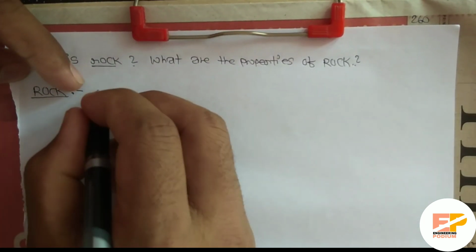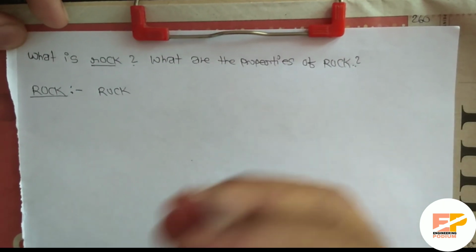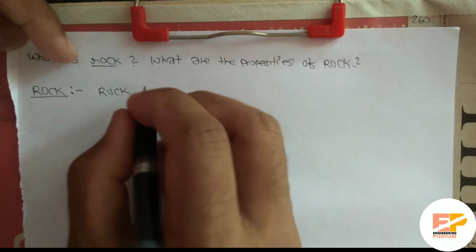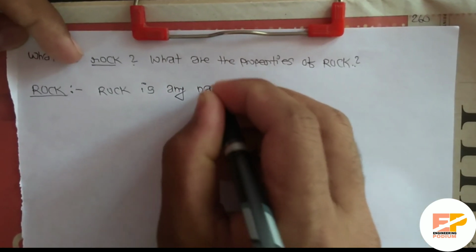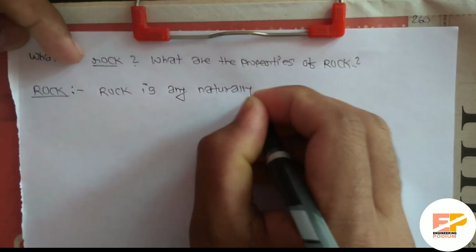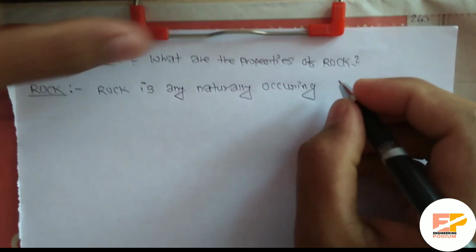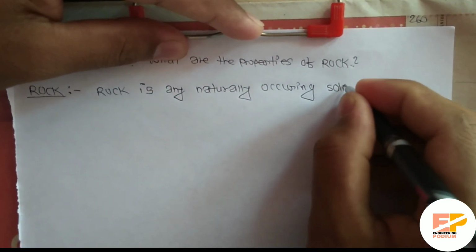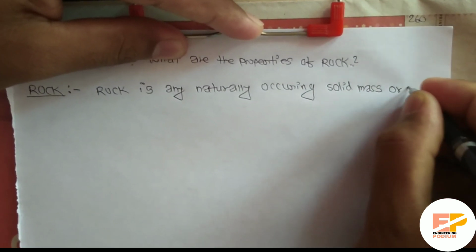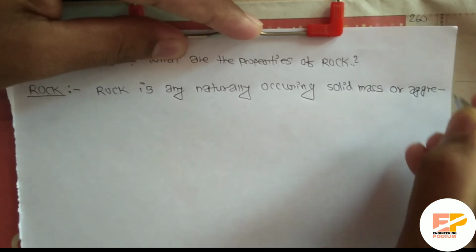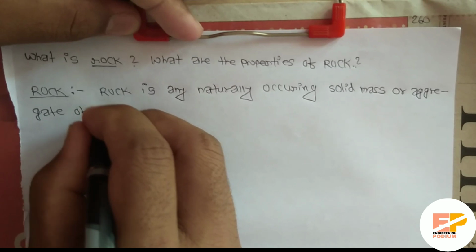So rock is any naturally occurring solid mass or aggregate of minerals.